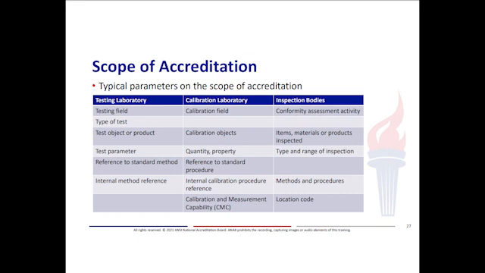Now, when we talk about location and location code, the reason that is critical is that one of the things we as an accreditation body look for is whether these inspection bodies have trained personnel in the areas where they're performing inspection, and whether they have the capability to look at those particular items on the scope of accreditation.